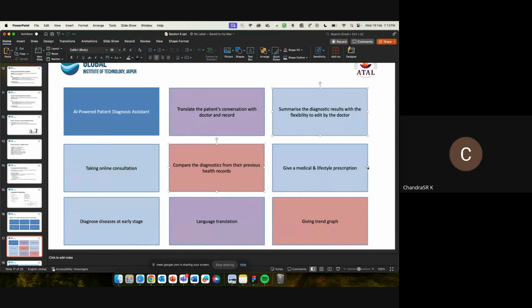Yeah, instead of that, taking online consultation and translating the patient's conversation, to some extent, can be grouped together, because even during online consultation, the same kind of recording is going to happen.